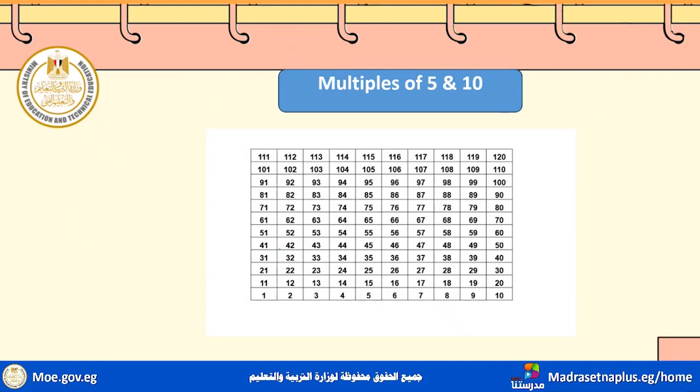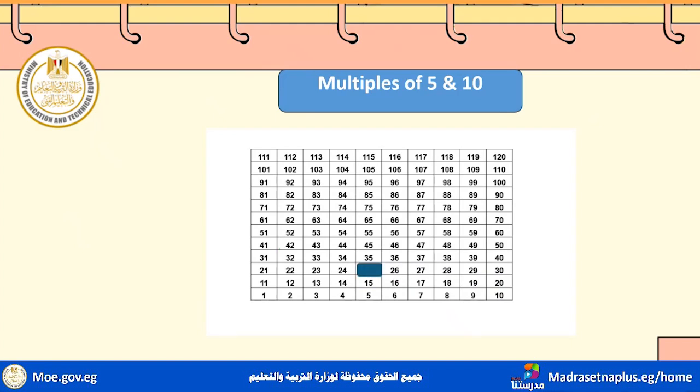Again, the 120 chart. We shade number 5 again. We shade number 10. Number 15. Number 20. Can you guess the next one? Yeah, you're guessing right. 25.